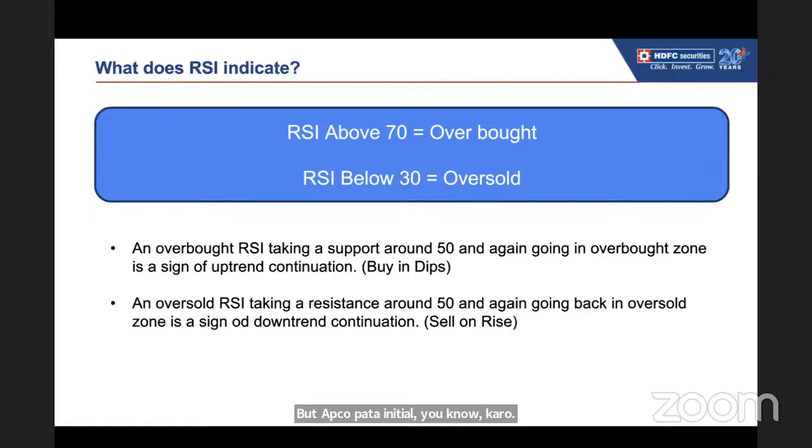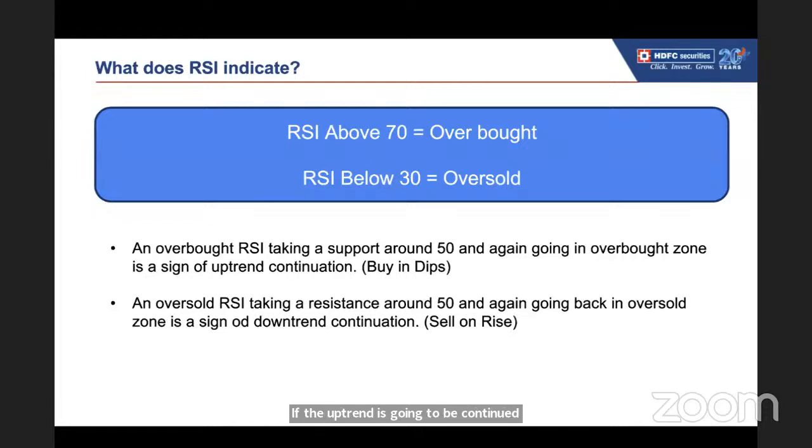So based on RSI, how do we find out the best entry in buy on dips and sell on rise is whenever the RSI is going into overbought zone, if the uptrend is going to be continued.